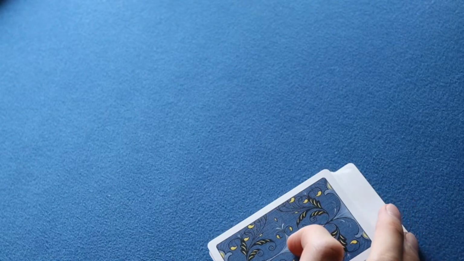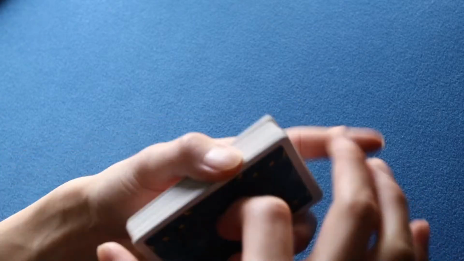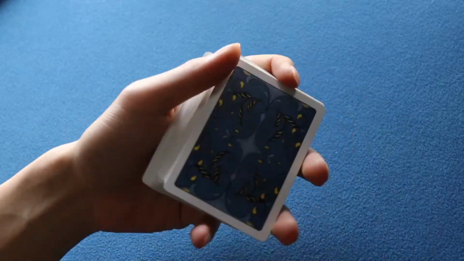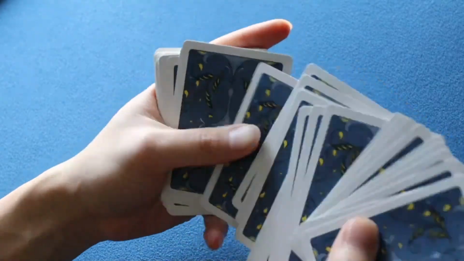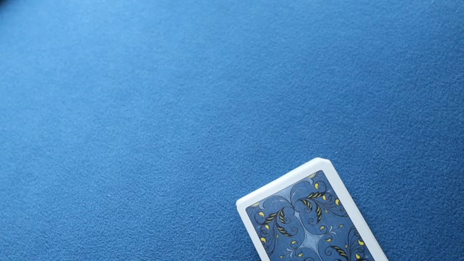And naturally, if you use something as a production, you can use something as a vanish. So if you have a card on top of the deck, you can just do a classic pass, and it vanishes the card, but it does leave it reversed in the center of the deck, so you do need to clean that up a bit. But yeah, you can use it as a vanish.